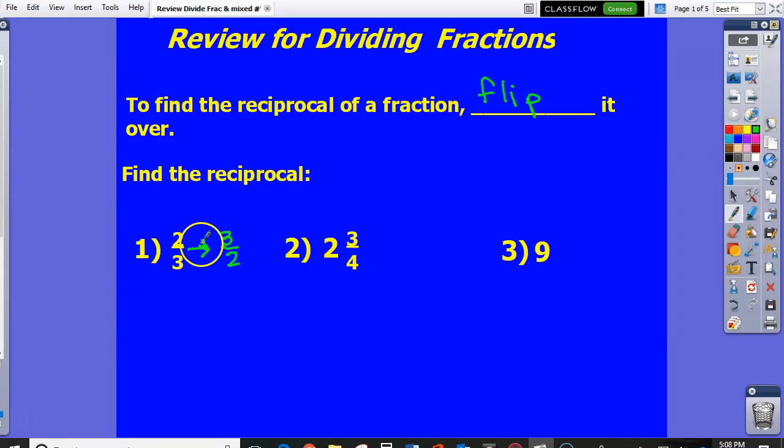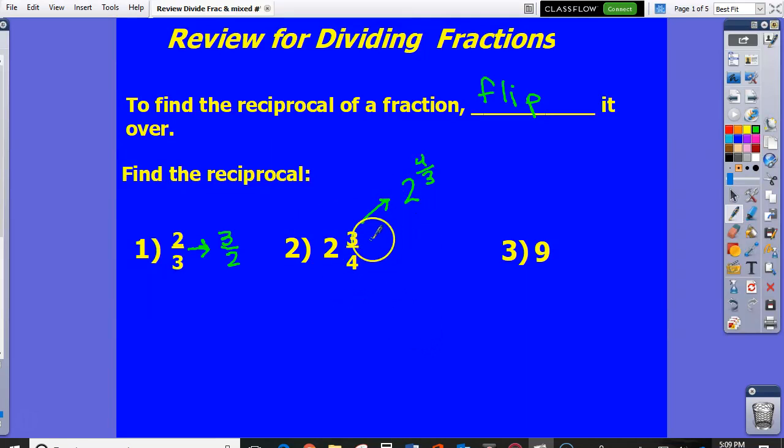Notice I did not use an equal sign because these two numbers are not equal. We don't even have a fraction here. The most common mistake would be to say, well, the reciprocal is 4/3. Well, that's not the case.